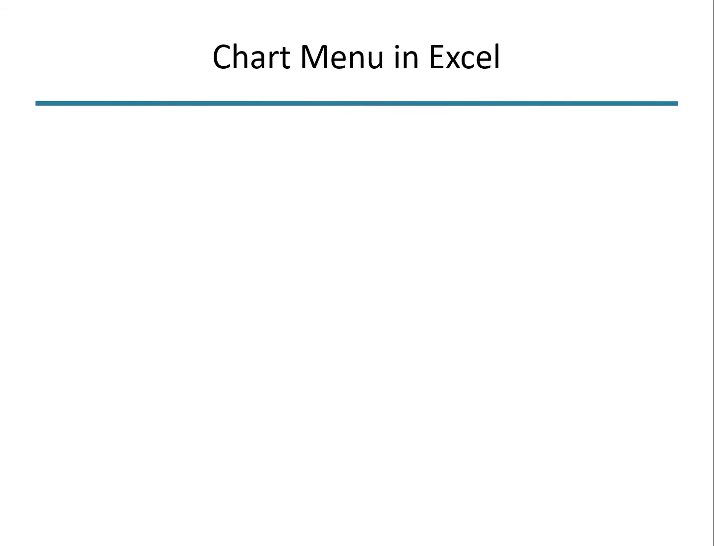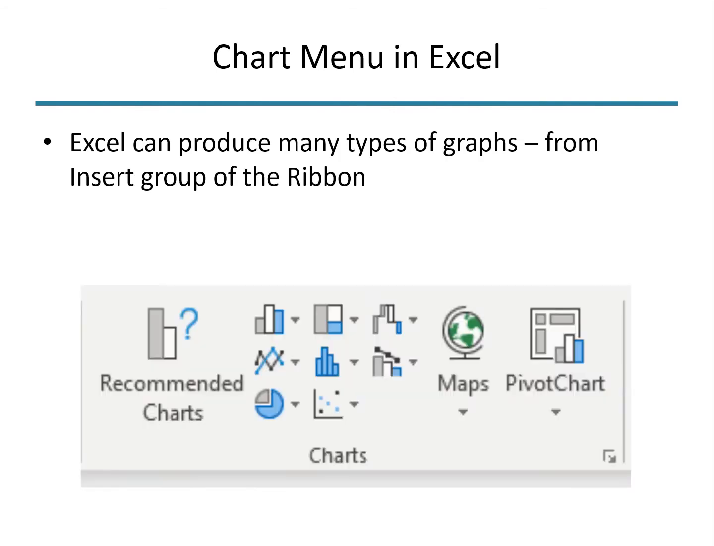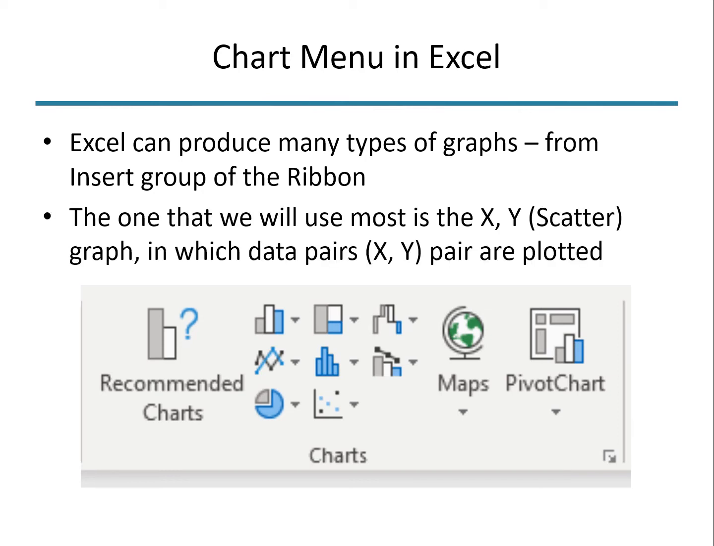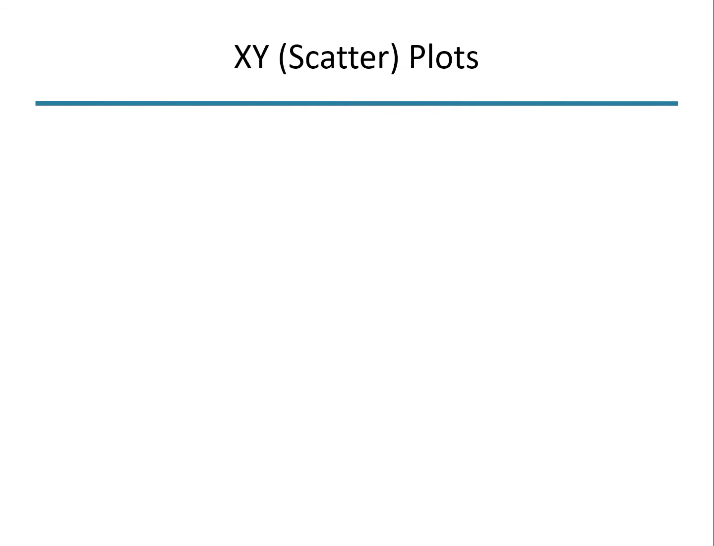So let's look at Excel first. In Excel, a graph is just called a chart. And there's a lot of kinds of graphs that you can make in Excel, but the one that we're most interested in, the one that we use the most, is a scatter chart or the XY graph. And within that you can show data markers, straight lines, smooth lines, etc. And they also create bubble charts there, but we're not going to talk about those.